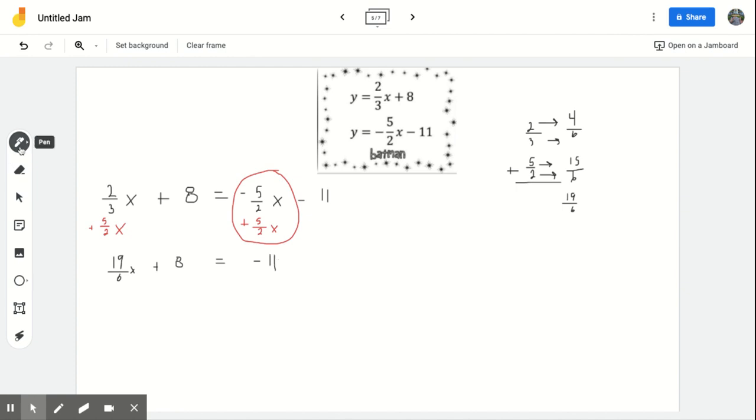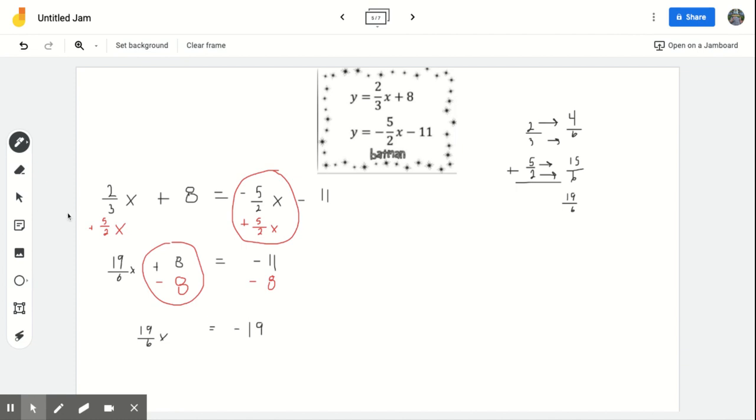All right, from there, I have to get rid of any addition or subtraction. So I'm going to undo this adding 8 that's next to the x. Just remember that we're always trying to get the x by itself. So everything's got to get moved from what's next to the x. All right, so I have to subtract 8 on both sides to be fair. Remember, this is basically going to zero itself out. And I have 19/6 x equals negative 11 minus 8, which is equal to negative 19.